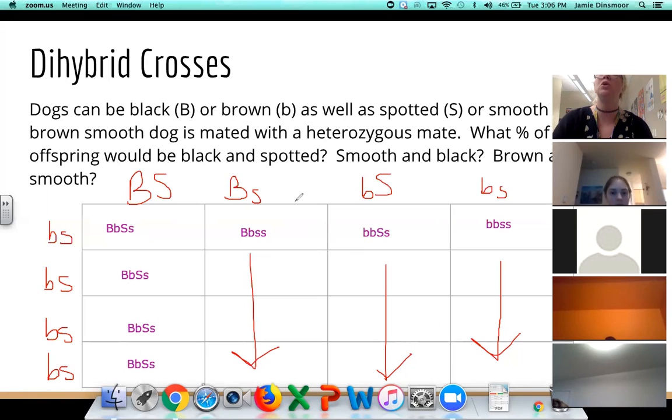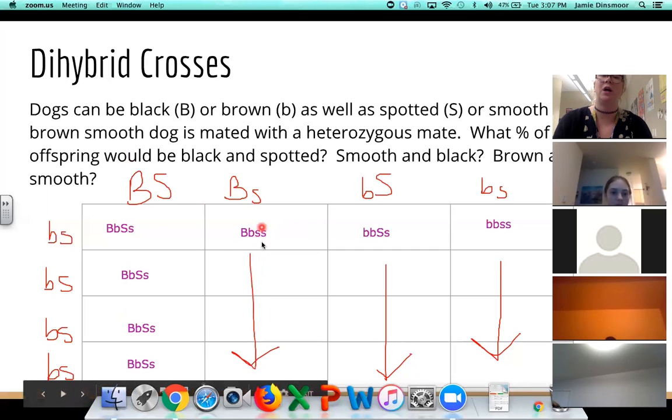How about smooth and black? How many of our dogs would be smooth and black? What do you guys think? 50%? Well, let's see. To be smooth and black, which is the first one that I asked. Oh, I said black and spotted the first time. Whoops. You're right. It's 25%. I kind of screwed that up. I did the wrong one first. So, excuse me. Over here is our black spotted dogs. And over here is our black smooth dogs.